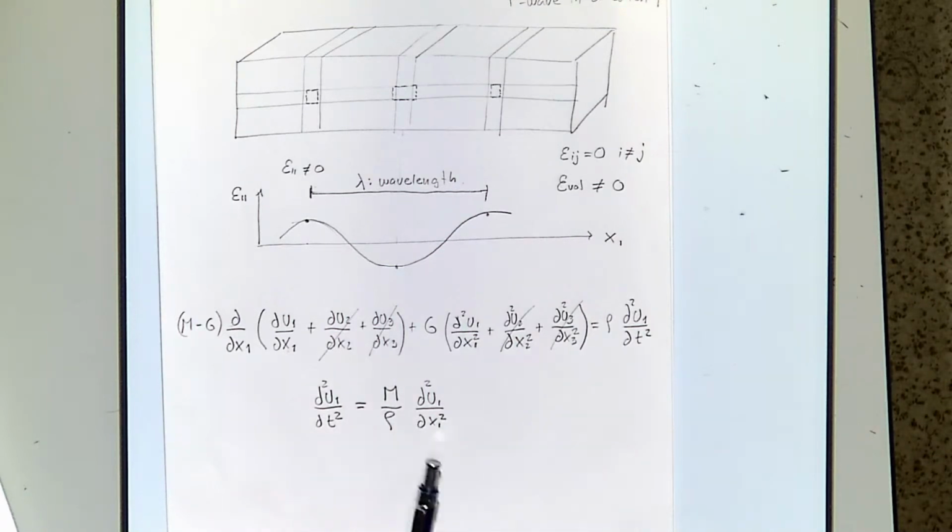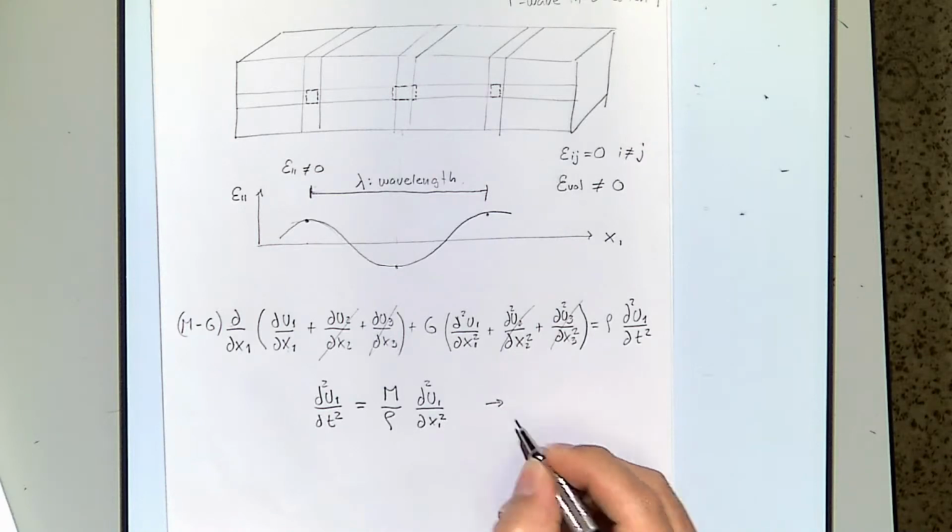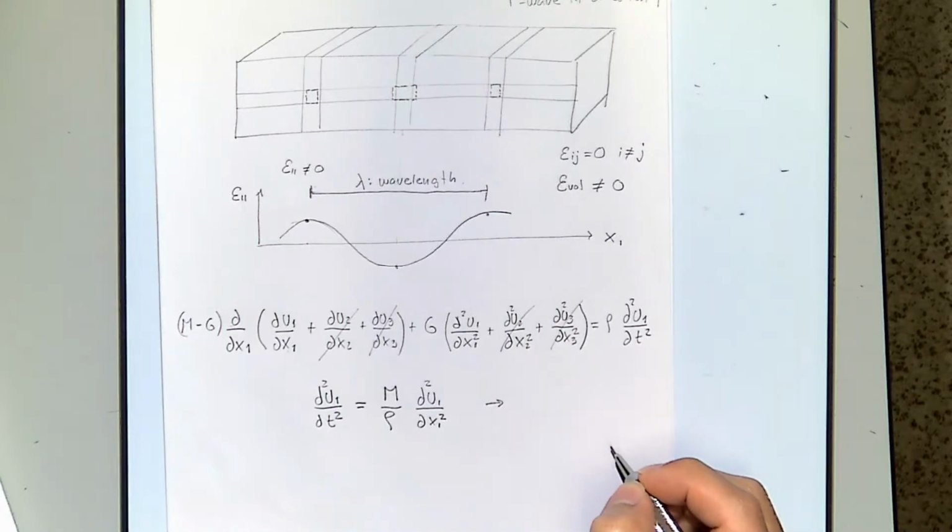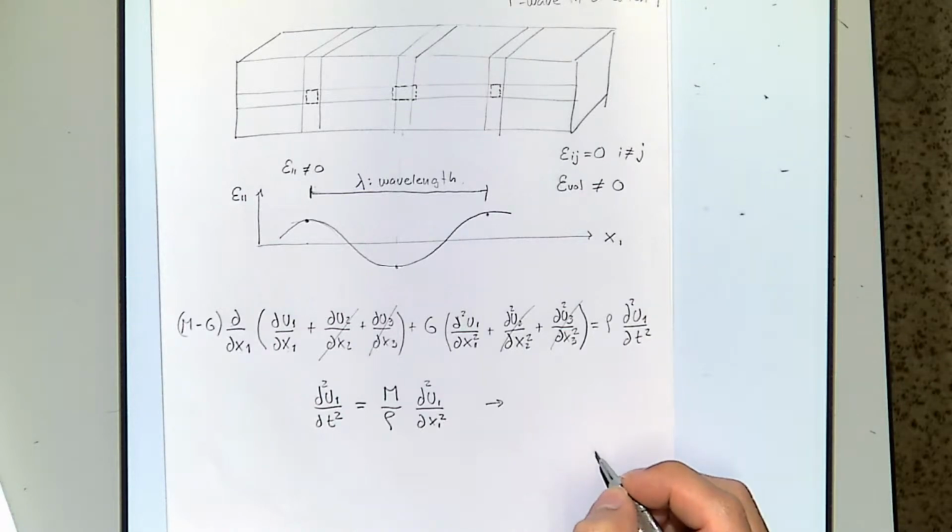You guys know what is the solution of this kind of equation? Someone good in math, tell me what kind of differential equation this is. I always forget. It's parabolic. I know, but it's parabolic, elliptic, hyperbolic.